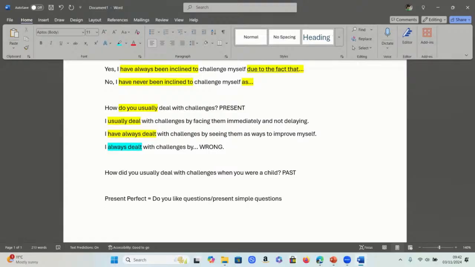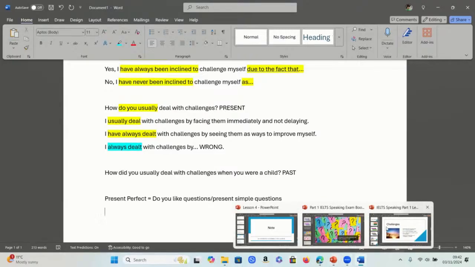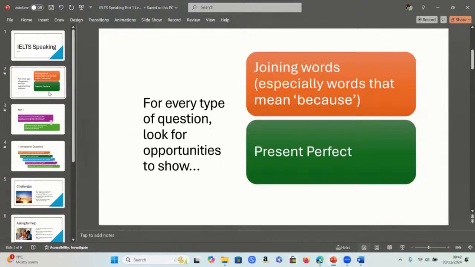And of course, are we doing what I said earlier? Let's have a quick look to see what I said earlier. Joining words: for every type of question, we look for opportunities to show joining words, especially ones that mean "so", because we have to say why. Imagine he asks you five or six questions and you say "because" five or six times. It's not going to be that good. So you want to be able to vary these words. You're looking for opportunities to say joining words and any opportunity to say present perfect.